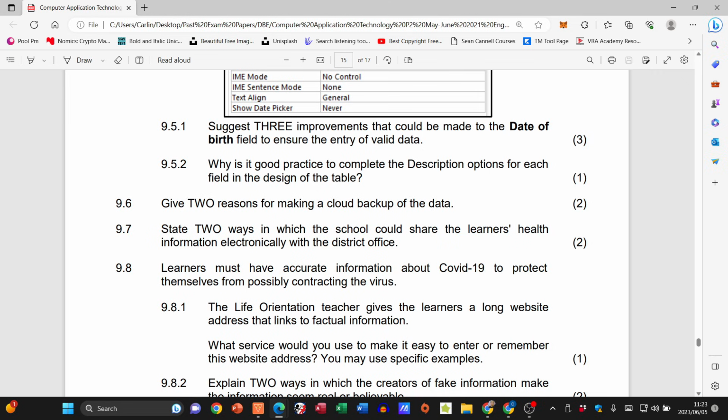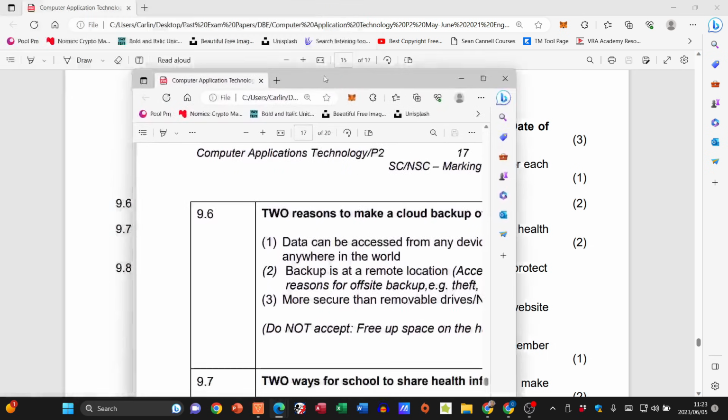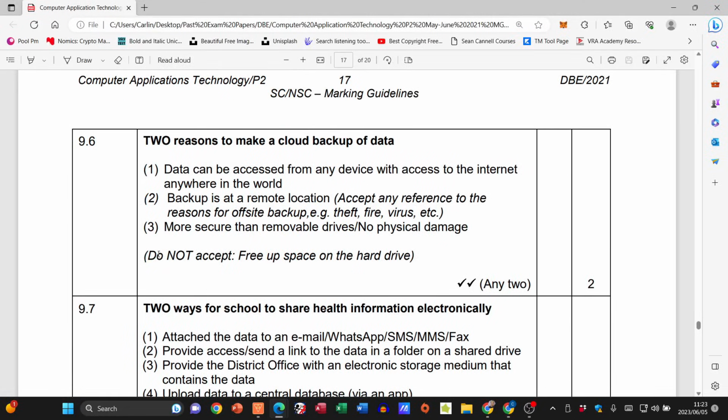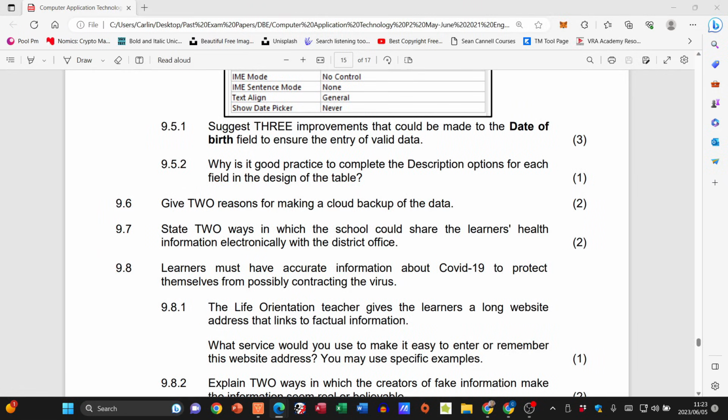So while that is the logical one, please, they tell us don't use that, right? They want us to use things like: data can be accessed from anywhere in the world with an internet connection. Backup is to a remote location. It is more secure than your normal hard drive on your PC. So use those options, please.